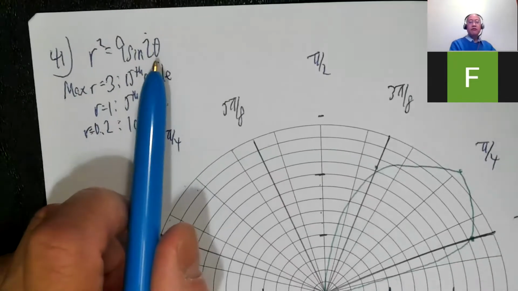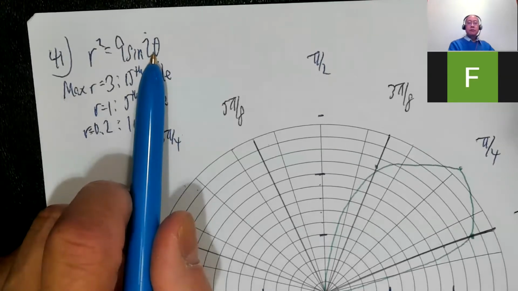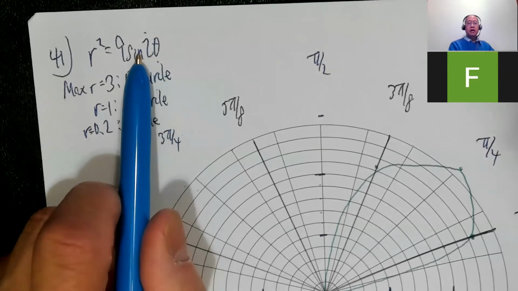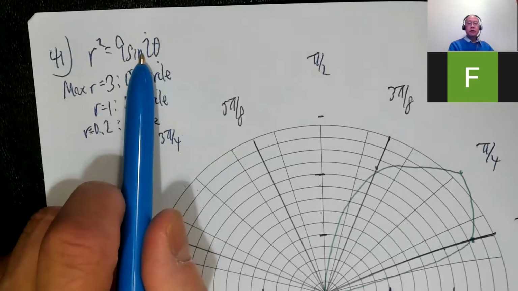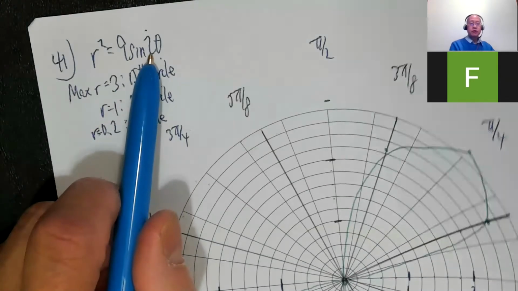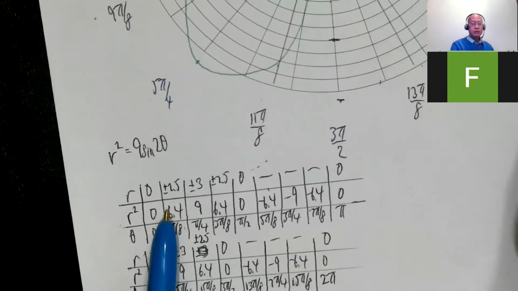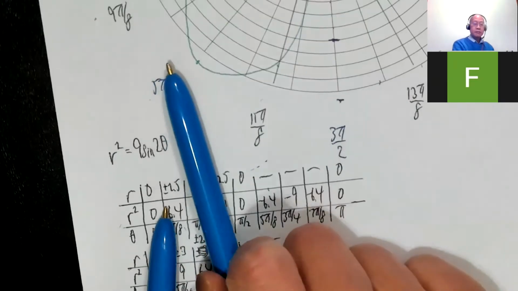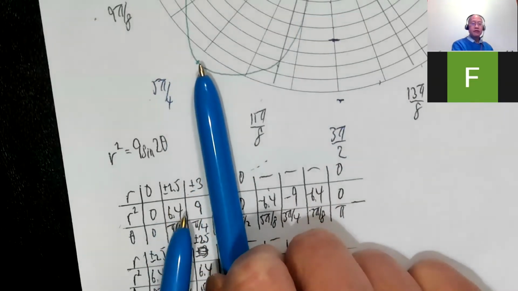So pi over 8 times 2 is pi over 4. Sine of pi over 4 is radical 2 over 2. So I have 9 radical 2 over 2. You can punch it in your calculator. It's basically 6.4. So again, I'm just going to be punching in a bunch of 6.4 or negative 6.4.